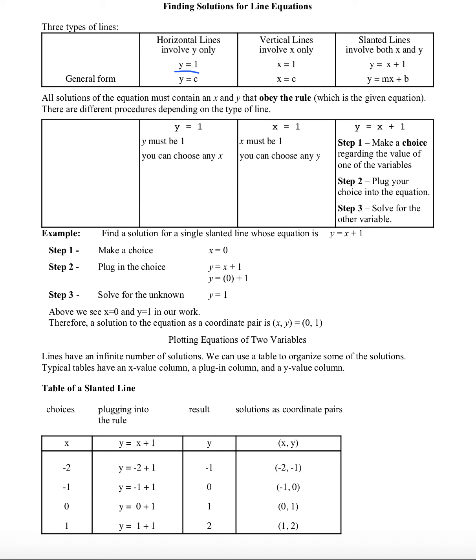If our equation involves x only, such as this one, x equals 1, then this must be a vertical line. Vertical lines don't have a y in them. If our line equation includes both y and x, then it has to be a slanted line.